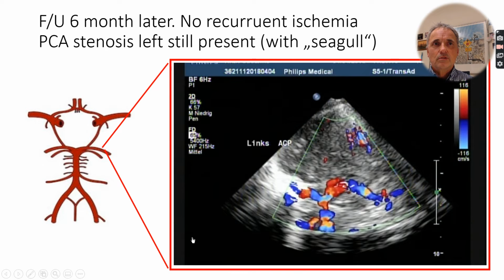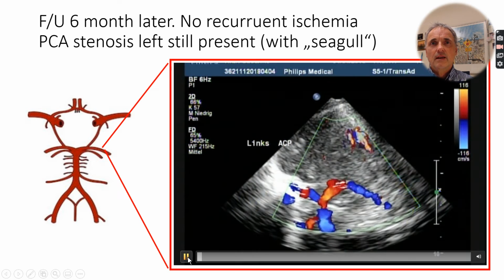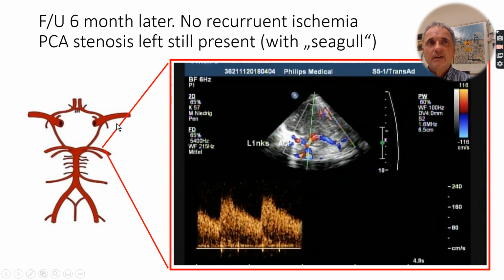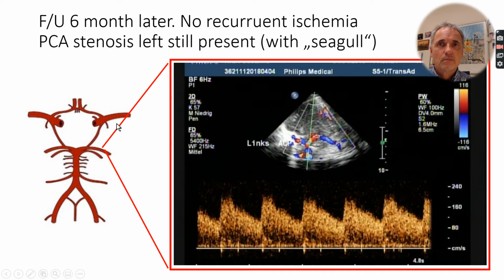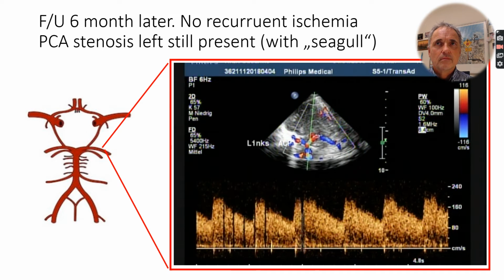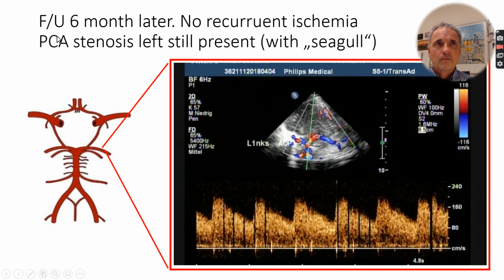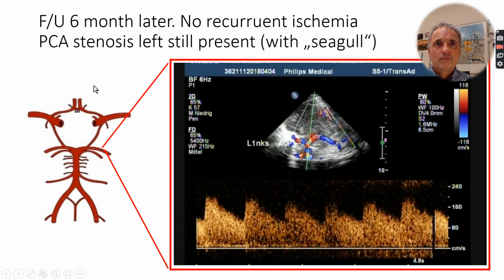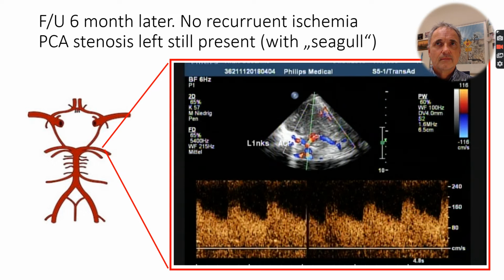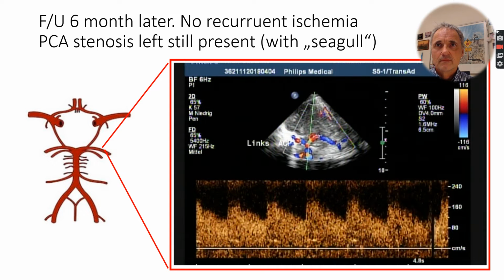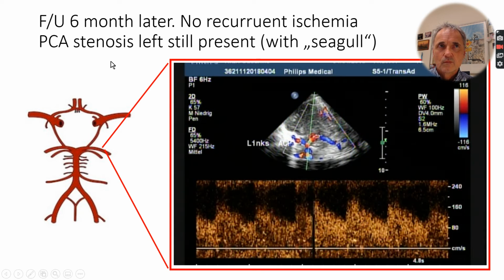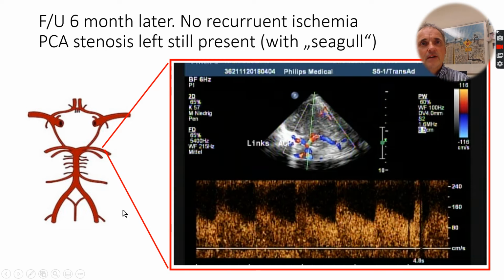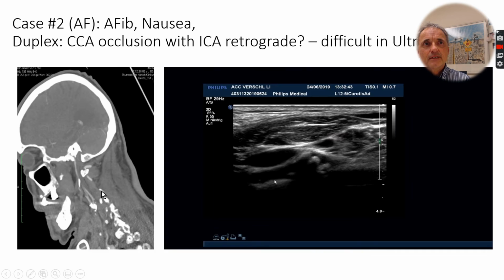And the PCA stenosis with a musical murmur, a seagull-like sound. It's interesting because it's very rare in the PCA, common in the MCA, as we all know. I hope you did hear the sound. So we proceed to the next case.